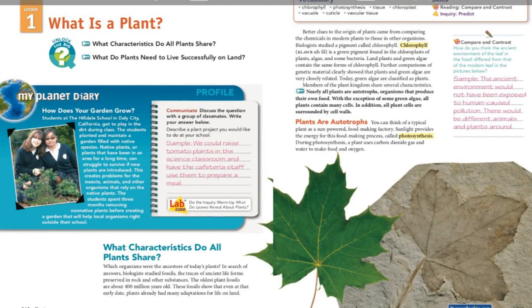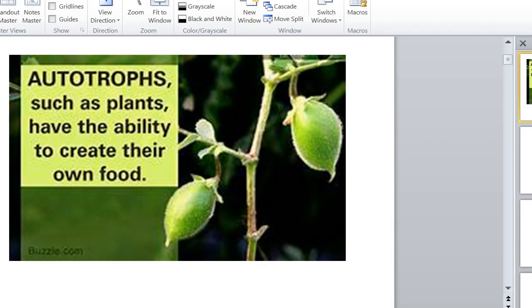Chapter 1, Lesson 1. What is a plant? Last time we started talking about characteristics that all plants share. One of these characteristics is that all plants are autotrophs. What do we mean by autotrophs? That they can make their own food.